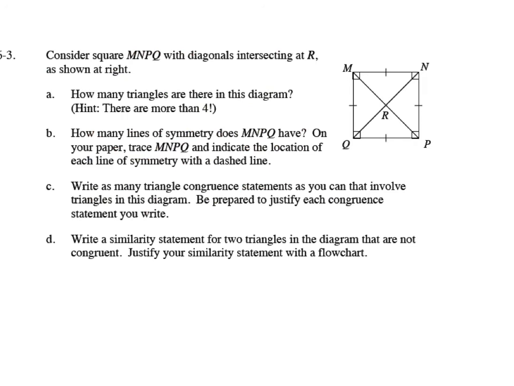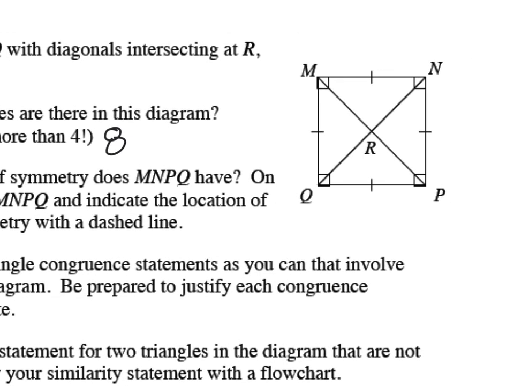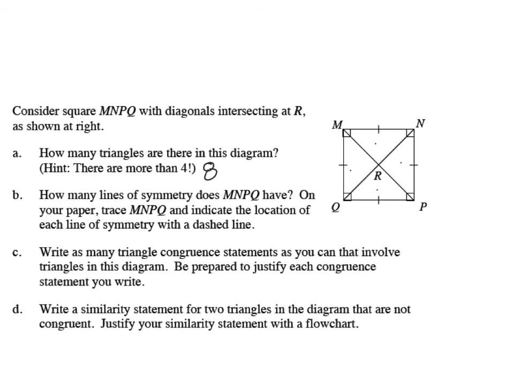Problem number 3 here, again, talks about a square with diagonals intersecting at R. It says how many triangles are in this diagram. Well, you can spend some time looking at that. There are actually 8 triangles within this diagram. You can see these 4 right here, but then there are also some larger triangles as such, and you could repeat that exact same process going all the way around for many of the different triangles within that picture. But it says how many lines of symmetry does this thing have? Well, it has 4 lines of symmetry, and it says write as many congruent statements as you can that involve congruent triangles.